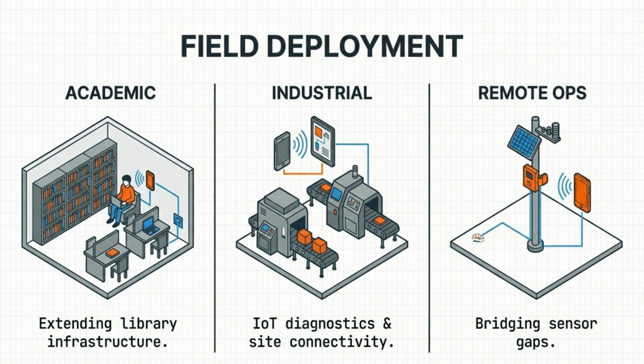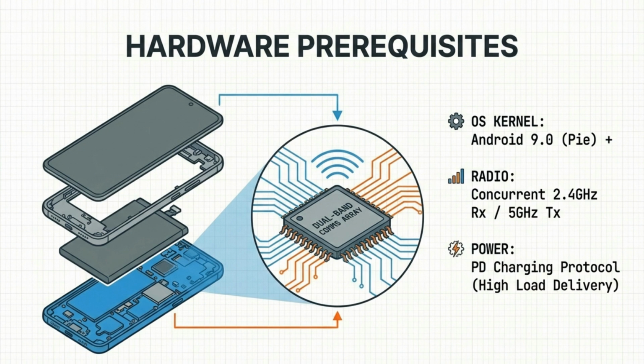Field deployments include academic settings for extending library infrastructure, industrial applications for IoT diagnostics and site connectivity, and remote operations for bridging sensor gaps. The hardware prerequisites include an OS kernel of Android 9.0 or higher.